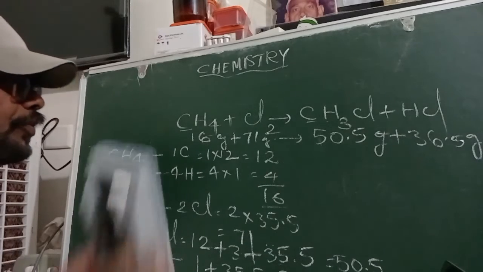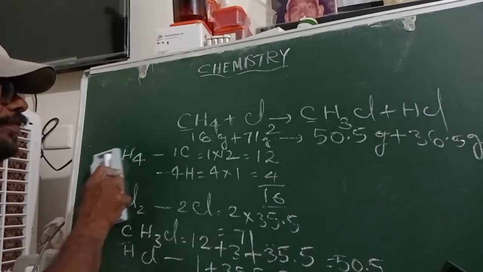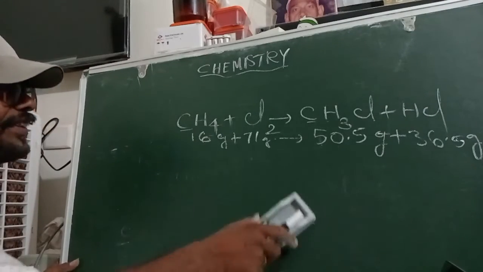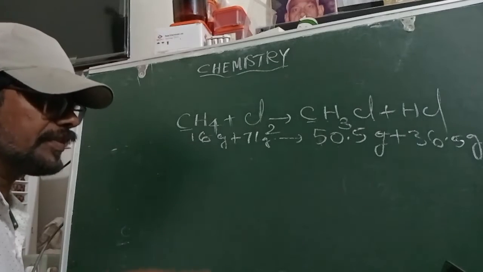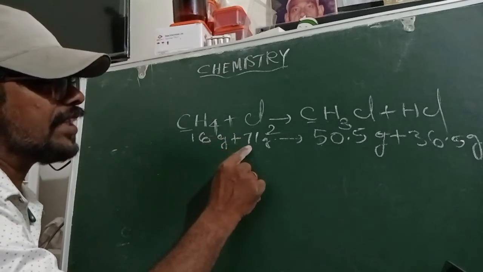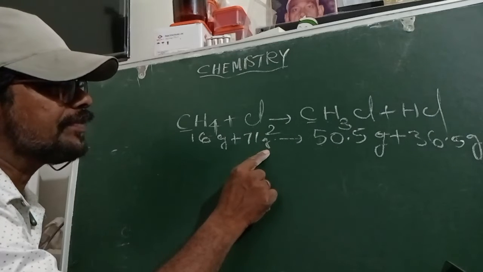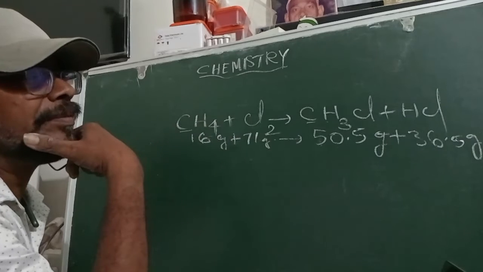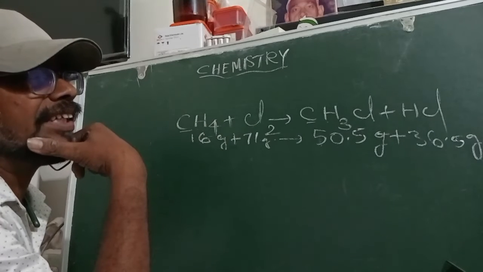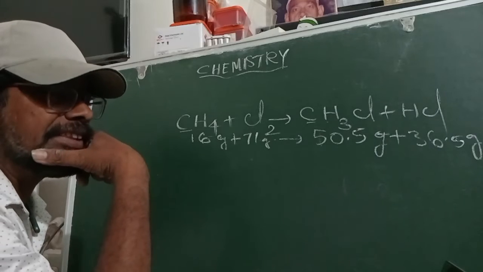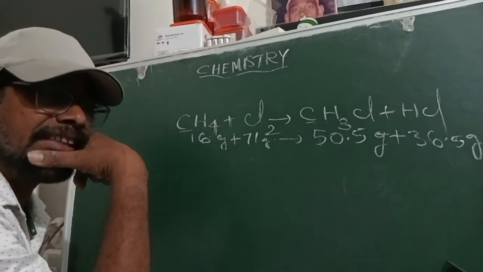Now we will do a problem. According to this equation, 16 grams of methane reacts with 71 grams of chlorine, gives 50.5 grams of methyl chloride and 36.5 grams of hydrochloric acid. That is the equation we get.